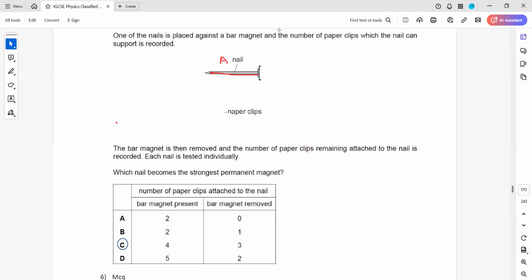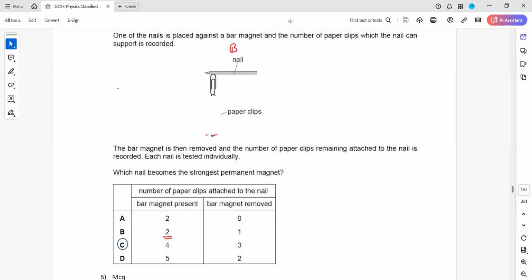So when you check the option for B, nail B is placed here, it was attracting 2 pins. And once the magnet is removed, it is attracting only 1 paper clip.